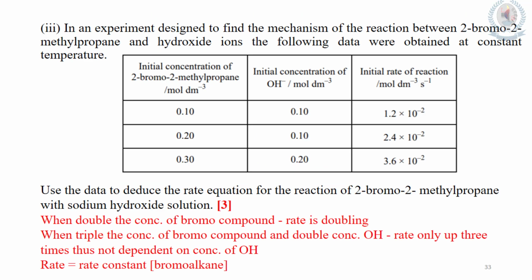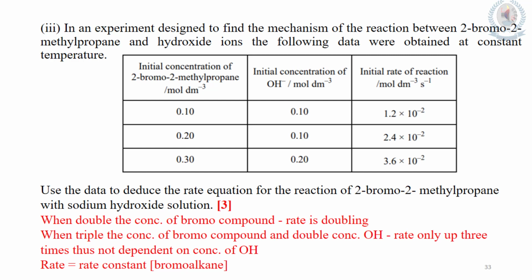Next question. In an experiment designed to find the mechanism of the reaction between 2-bromo-2-methylpropane and hydroxide ions, the following data were obtained at constant temperature. Here they are giving the data table. Use the data to deduce the rate equation for the reaction of 2-bromo-2-methylpropane with sodium hydroxide solution.